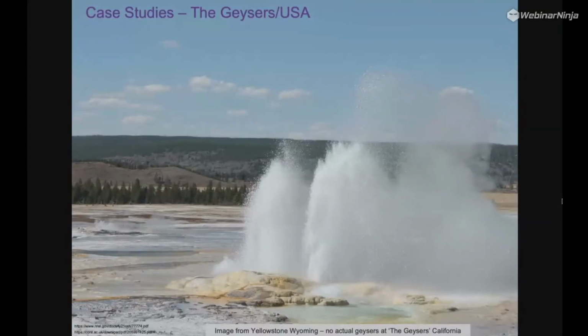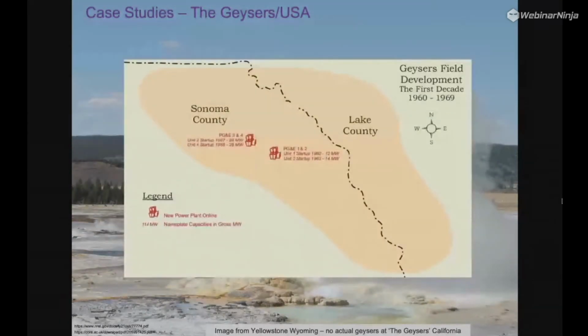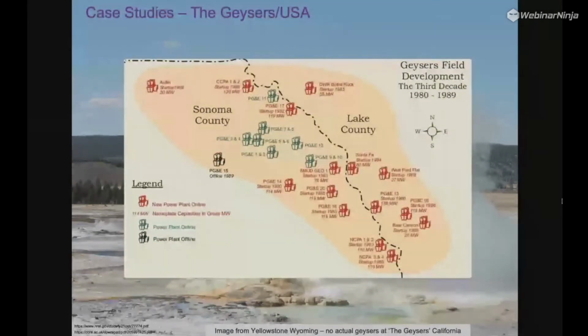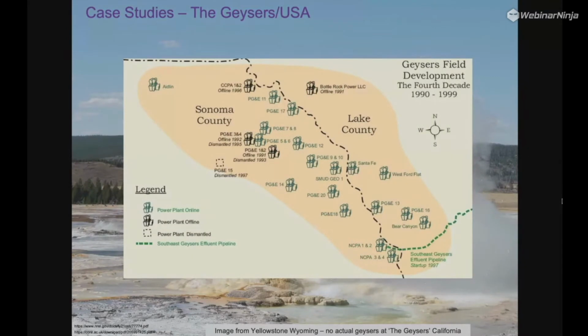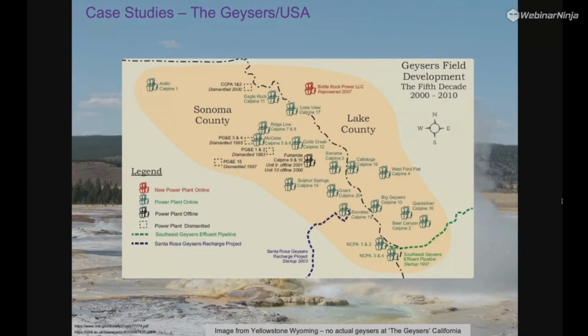This next case study we're going to look at is the largest geothermal field in the world, the Geysers, USA. Slightly disappointingly, there aren't any geysers at the Geysers location, so this is stolen from Yellowstone. But in 1960, the first power plant was set up here, and then there were a total of 4 plants by the end of that decade. And basically, we've just seen an increase in power plants through time here, all producing from this one field.